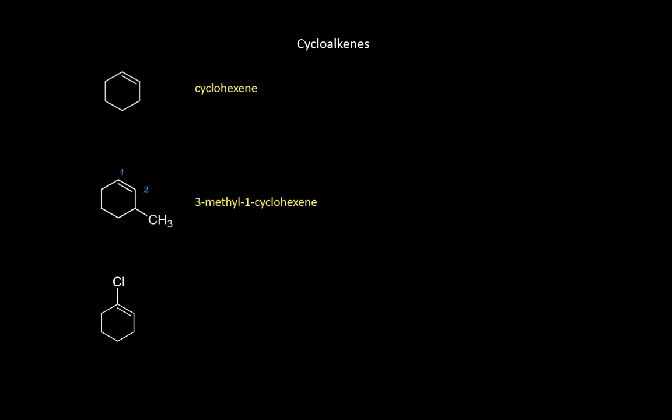Name this one. In this case, a substitution on the double bond makes that carbon number 1. We locate chlorine on carbon 1, as well as the position of the double bond, giving 1-chloro-1-cyclohexene.